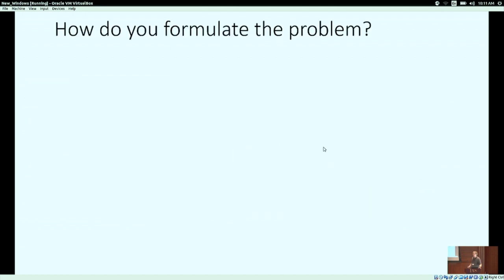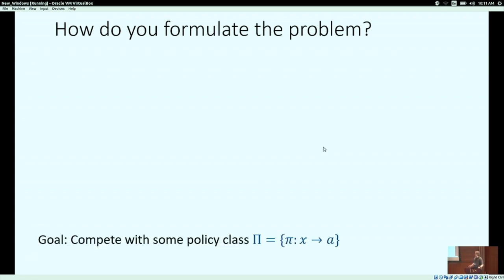Okay, so we started with theory in thinking about this problem. And I want to start with theory here and think about the problem in a bit more depth. So how do you even formulate the problem of achieving generalization and exploration and credit assignment all together? So our goal is going to be to compete with some policy class. That's pretty straightforward. We're going to think about the episodic setting where you restart. It could be from some distribution, but you restart. And then we have an episode of some length. We'll call that H.